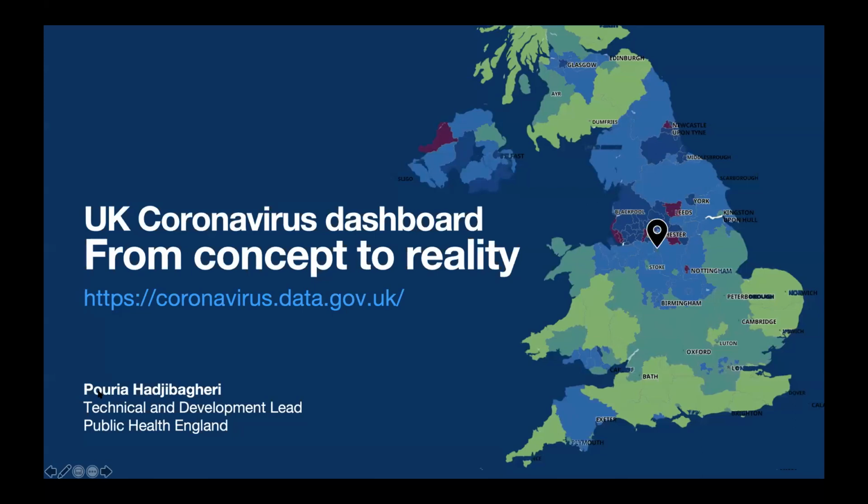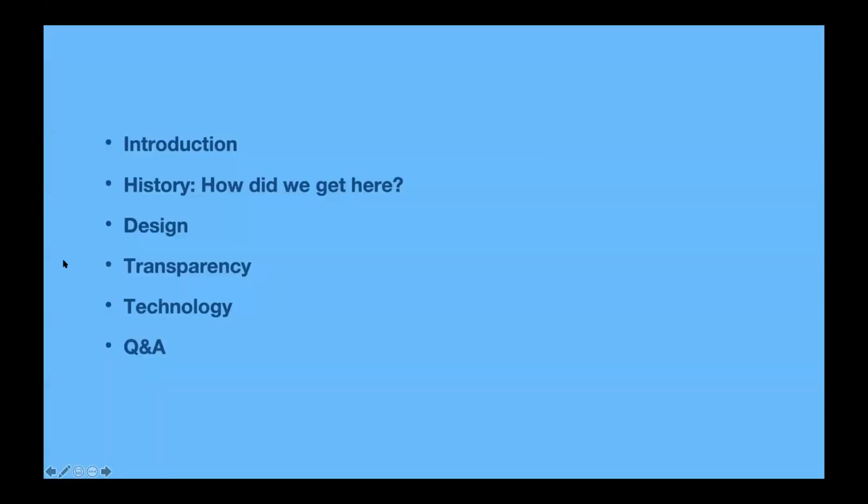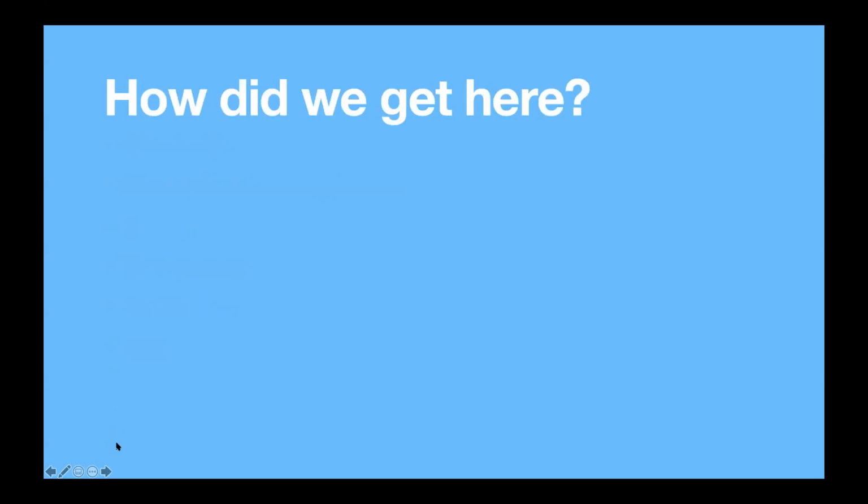So let's get started. We'll start by giving a general idea of the project and how we got where we are, and then we will talk about design, then transparency in general, the technology we're using, and then we can have a Q&A about different things. So how did we get here? Before I get into the history and the details of how we got here, let me just give you an idea of where we actually are.